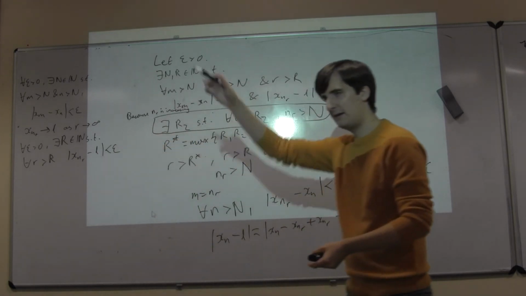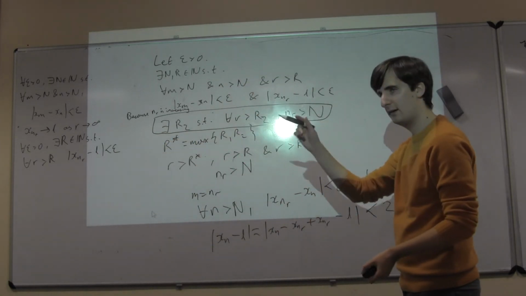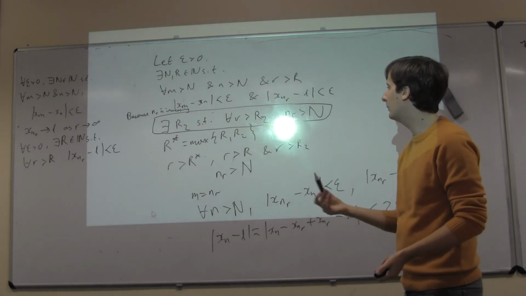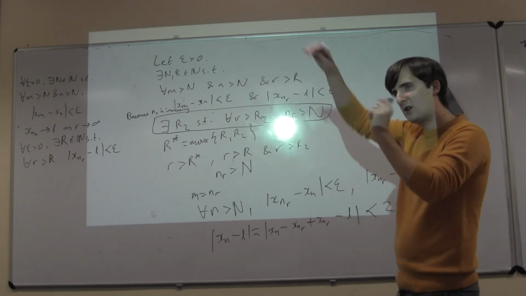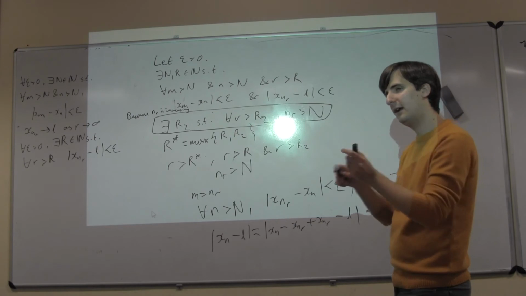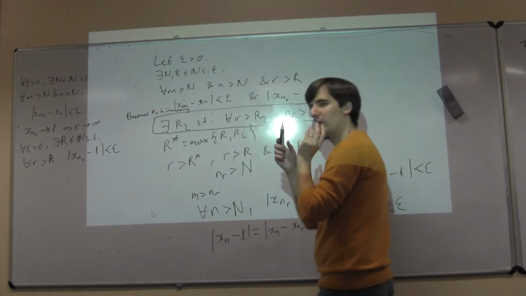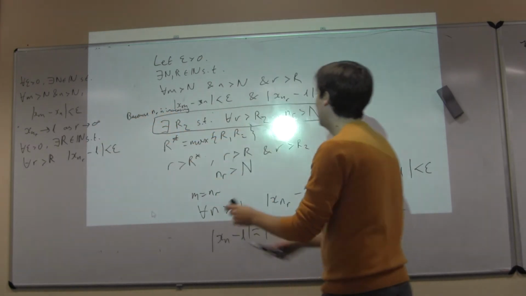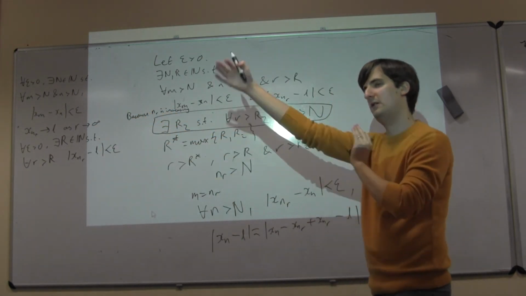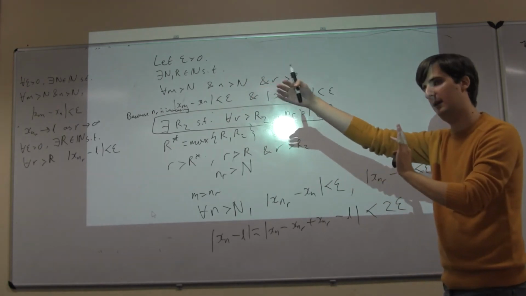So it's a strictly increasing sequence. At each step it's going up by at least 1. So eventually it must be bigger than N. Any increasing sequence must eventually be bigger than N. So there's some point beyond which it's always bigger than N. Okay, so R2 is just this point beyond which it's always bigger than capital N.